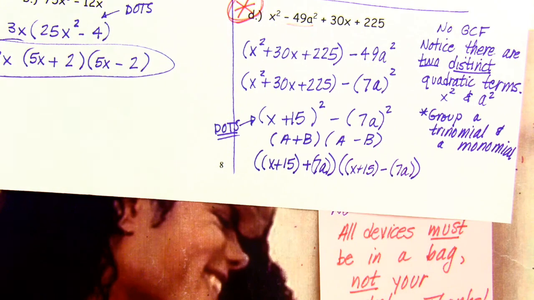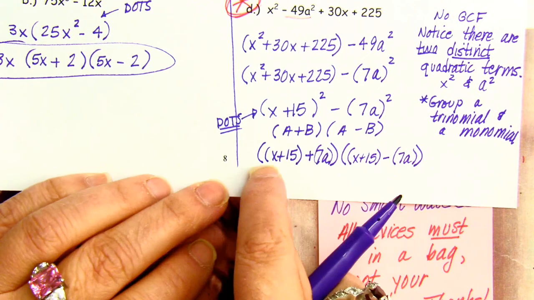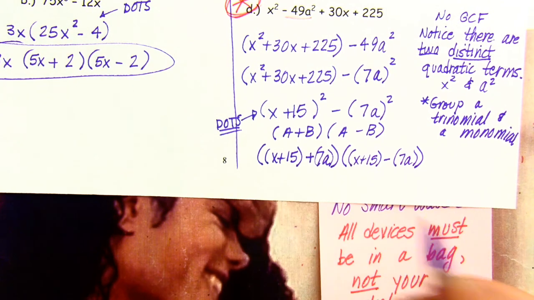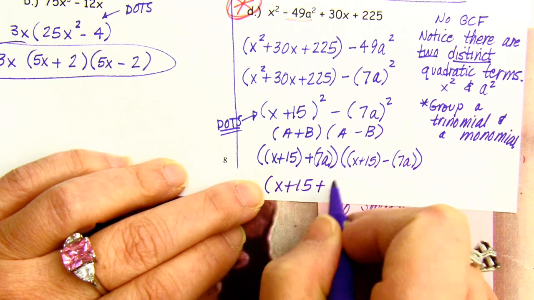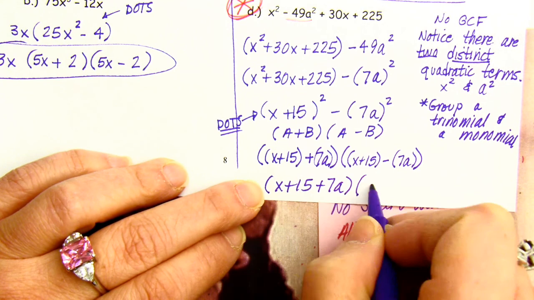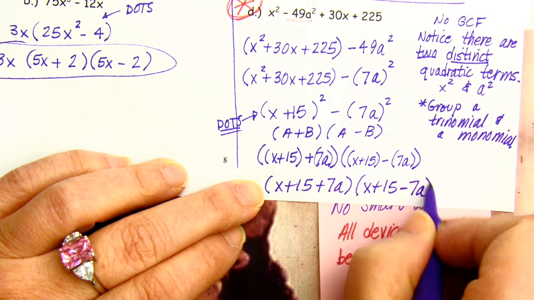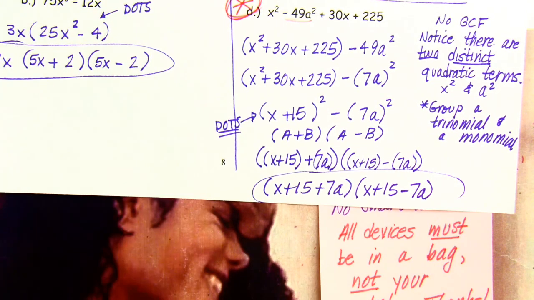Now, sometimes you have a little bit more work to do in here. In this case, we don't, because x and 15 and 7a can't be combined. So the only thing you really could do is just write this as x plus 15 plus 7a times x plus 15 minus 7a. And that's how that polynomial group of 4 is going to factor.